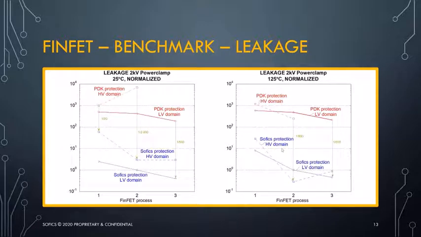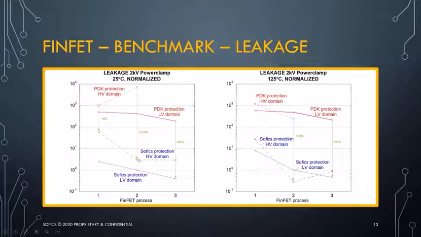Benchmarking leakage. On the left-hand side, I'm showing you data for 25 degrees C room temperature. On the right-hand side, elevated 125 degrees C. I'm showing you results for 3 different FinFET processes. I'm showing you leakage. Leakage that is normalized. Normalized for FinFET process 2 and the Sofics protection device for low voltage domain. So this is value 1 and this is also value 1. We have the results for both the low voltage domain and high voltage domain.